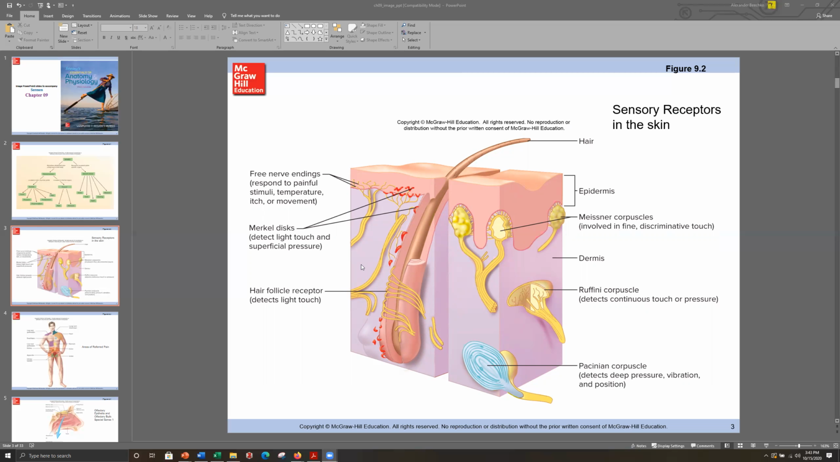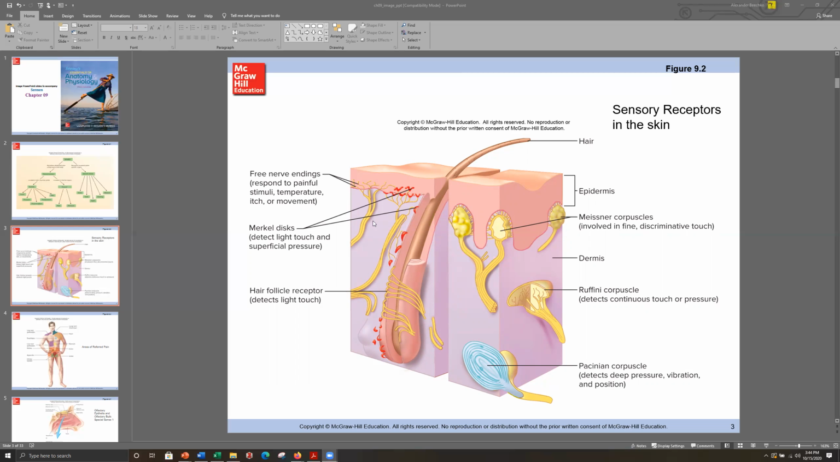Okay. The simplest and most common type of sensory receptors that we have are called free nerve endings, which we can see right up here in the deeper layers of the epidermis. So we have free nerve endings which respond to painful stimuli, temperature, itch, or movement. So we have a couple different kinds of receptors like thermoreceptors and nociceptors up here.